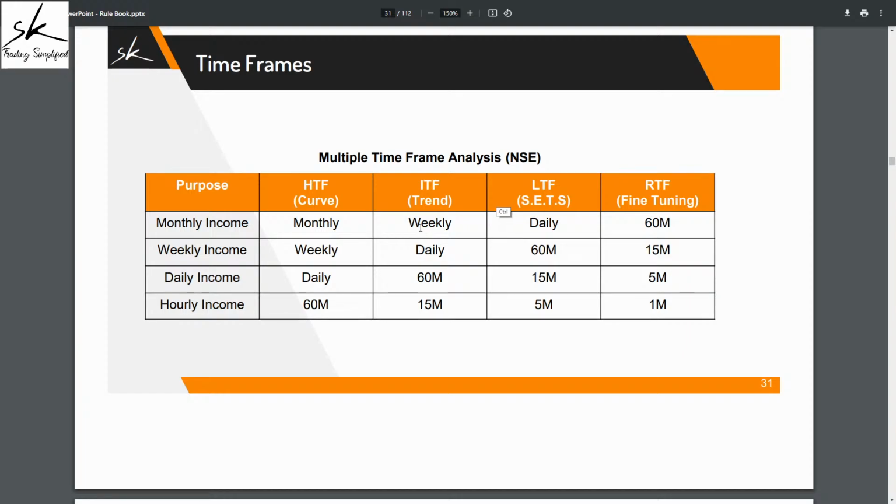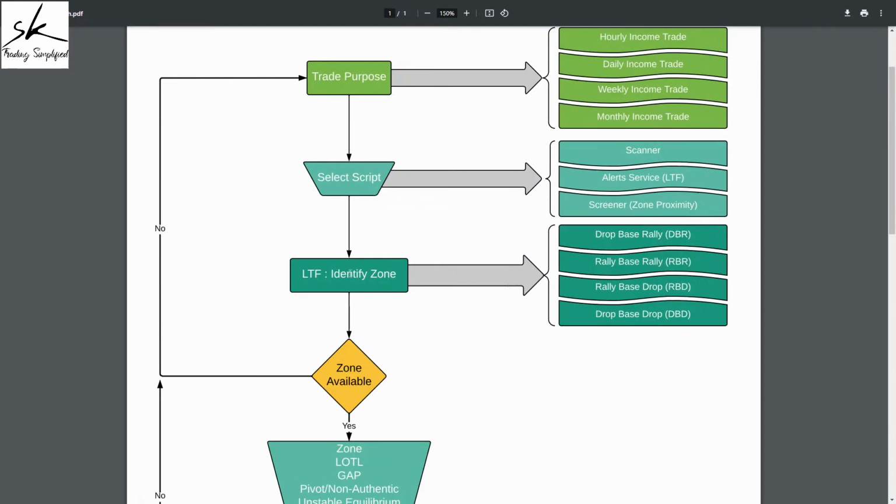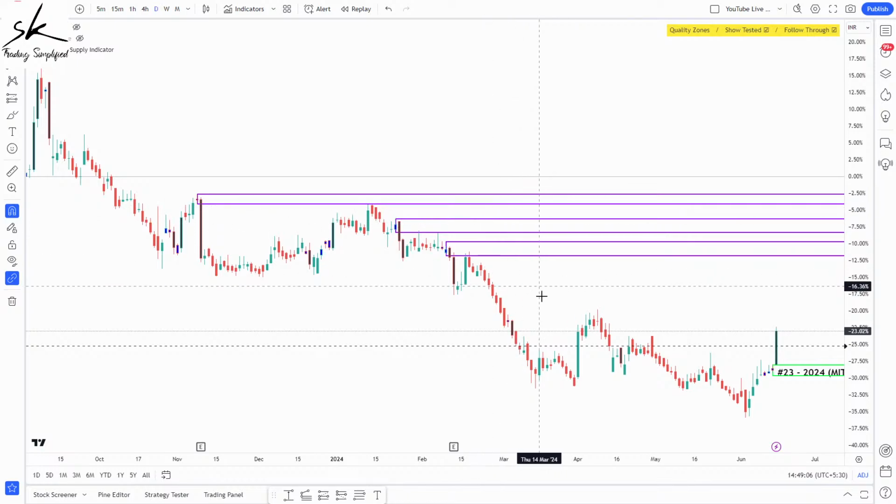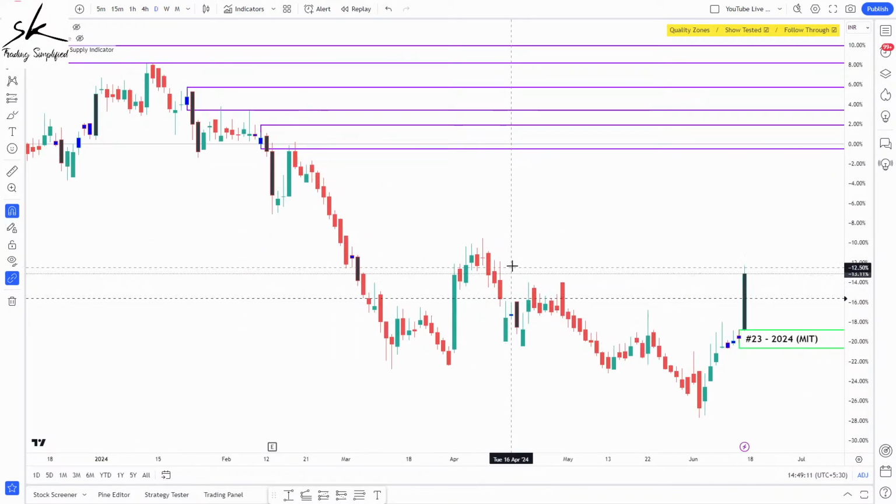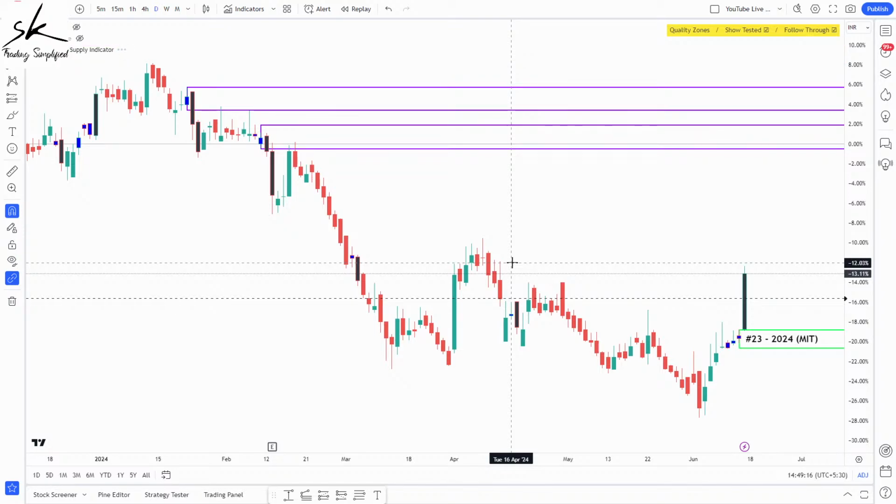So here lower time frame implies the daily time frame, and on the daily time frame, I need to identify a zone. By zone, we mean any of these 4 structures. It can be a drop based rally, rally based rally, rally based drop, or a drop based drop. Now, when I'm doing the analysis, I'm using my demand and supply zone indicator. In fact, you also saw last week that all these zones identified by the demand and supply zone indicator worked beautifully for us. This is a very advanced indicator based on price action, not based on boring, lagging techniques, which makes our process very mechanical, faster, and also helps us with multiple time frame analysis.